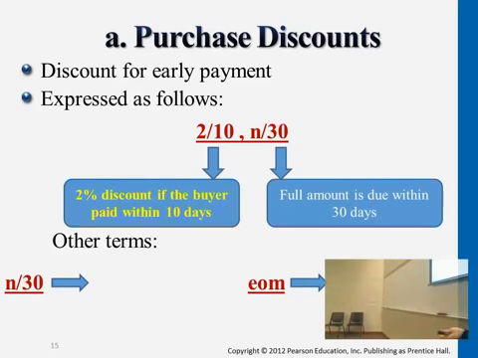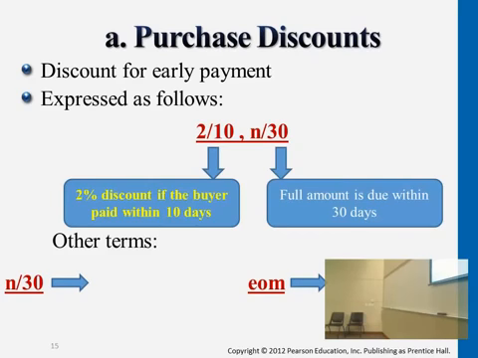If you see something before the net 30, then that means there is a discount offered by the buyer to encourage you to pay the money back earlier. So then the first digit there will represent discounts. It represents 2% discounts if you pay within 10 days.